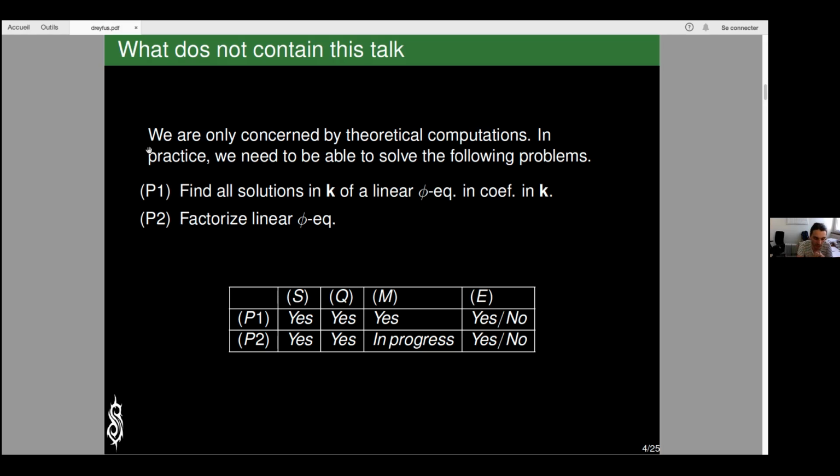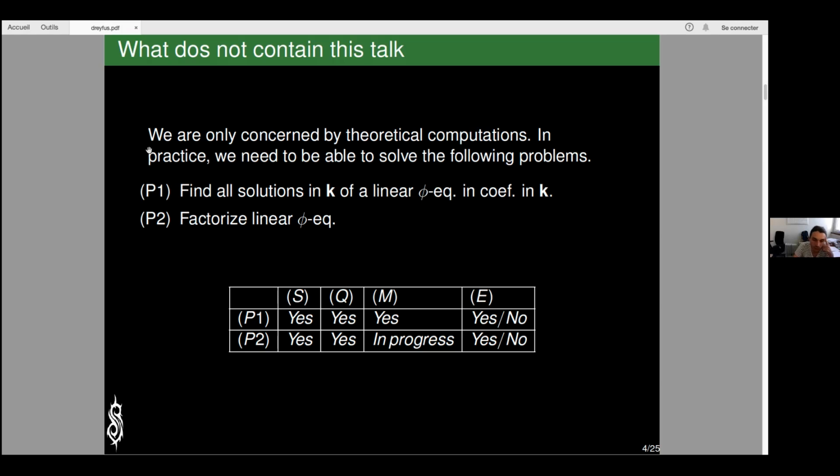But in practice, to be able to compute the Galois group, you need to be able to solve two different problems, one of which is a little simpler than the other. The simple problem is to be able to find all the solutions in the ground field of a linear phi equation with coefficients in K. And the second problem is to factorize the linear phi equation. The second problem is much more complicated than the first one.